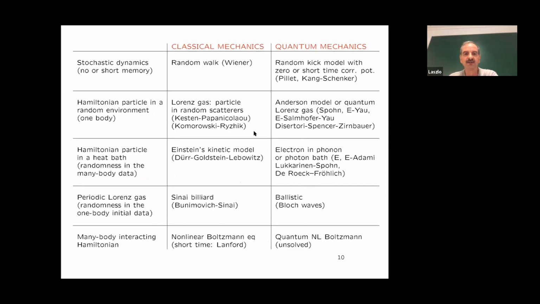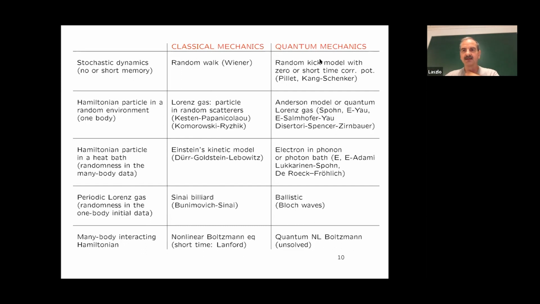Let me not go through this table. It basically just tells you these four models which are mentioned here. And I also added a fifth one, which is the truly many-body interacting situation. And here I listed the results in classical mechanics, and I put some various references. Maybe I didn't refer to everybody. But you see that in classical mechanics, all these models are actually well understood.